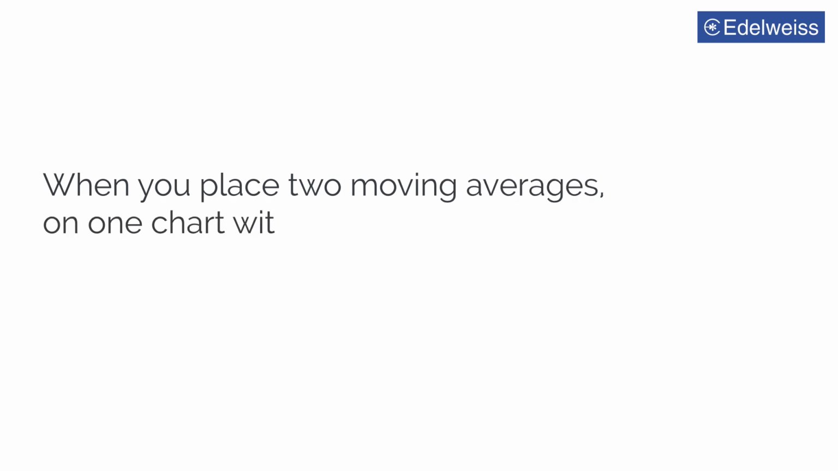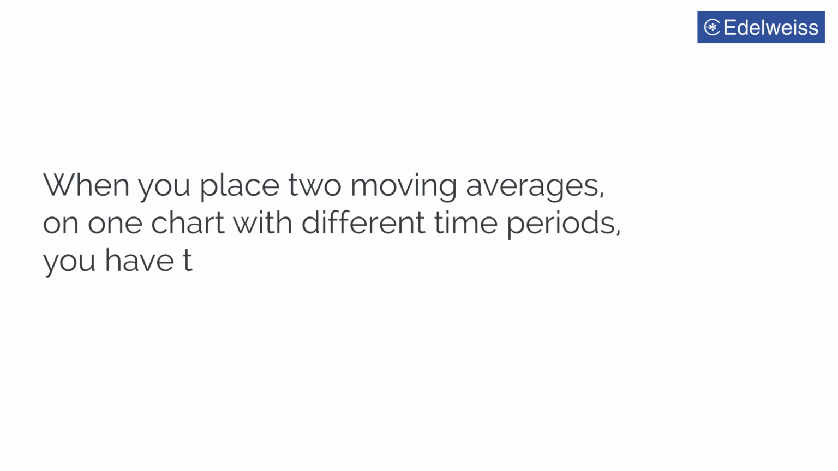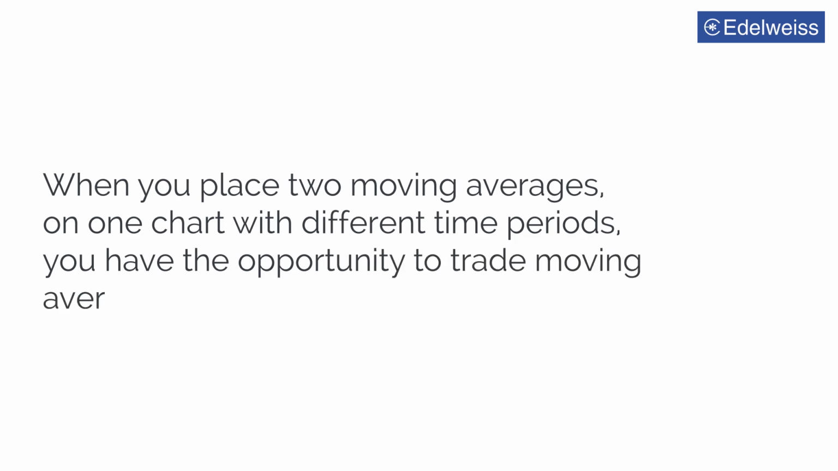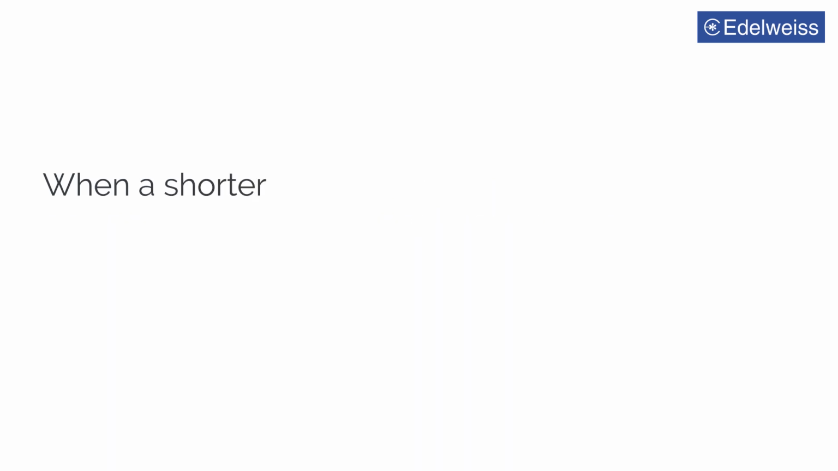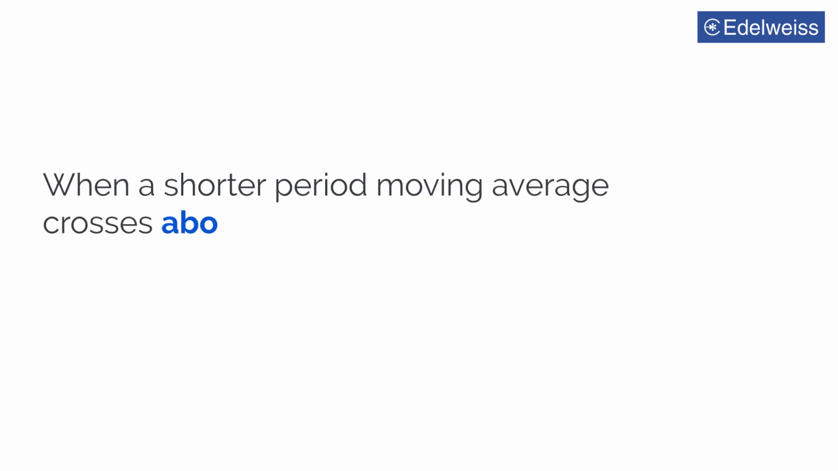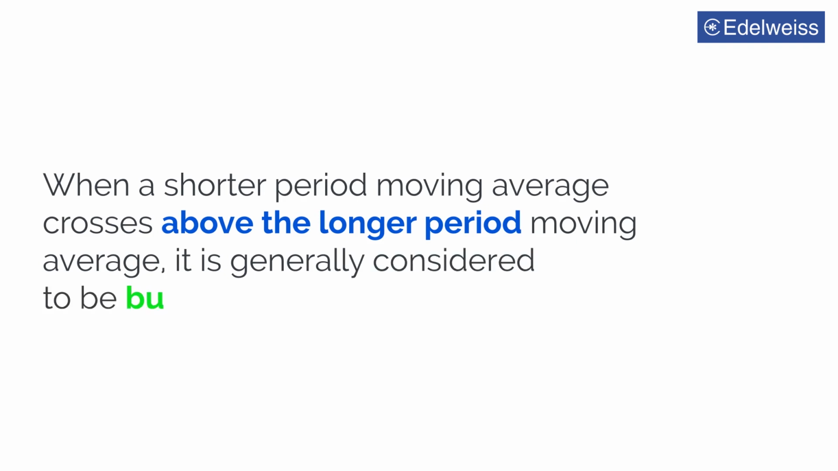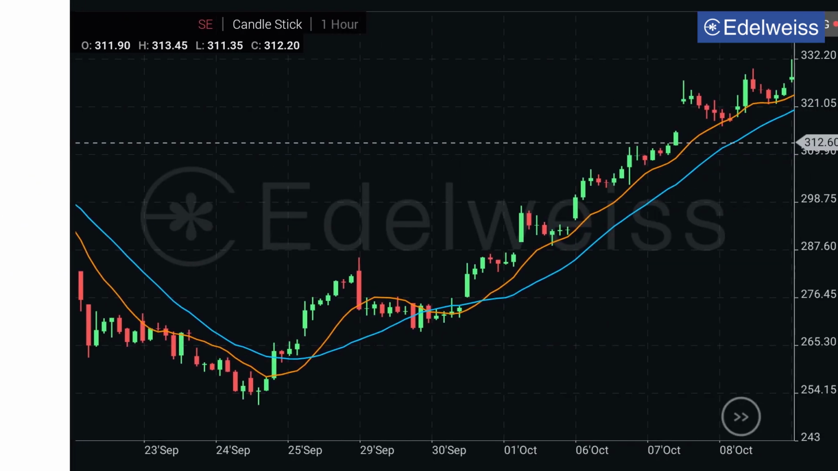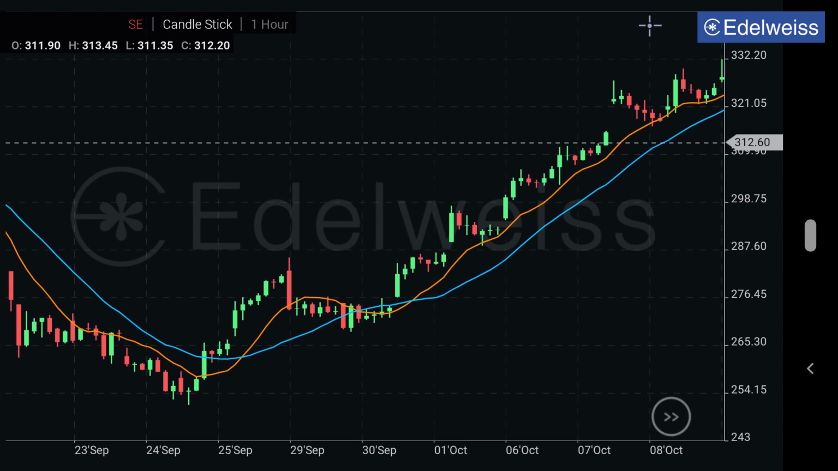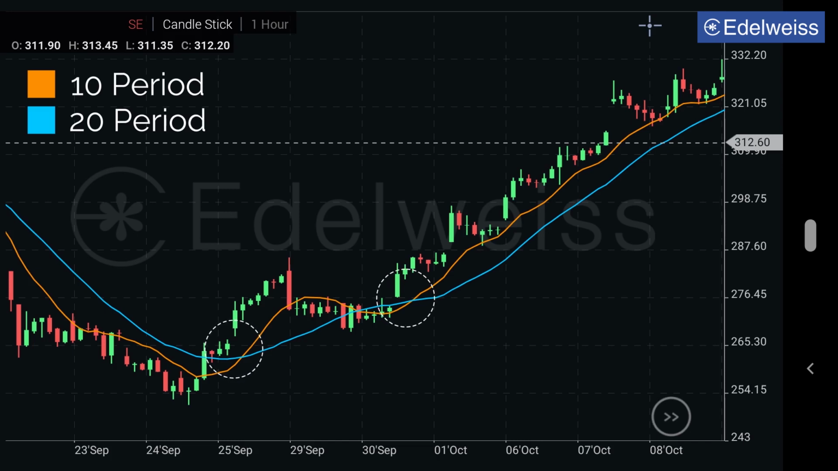So, when you place two moving averages on one chart with different time periods, you have the opportunity to trade moving average crossovers. When a shorter period moving average crosses above the longer period moving average, it is generally considered to be bullish. Let us understand this with a chart. In this chart, we have a 10 period and a 20 period simple moving average.